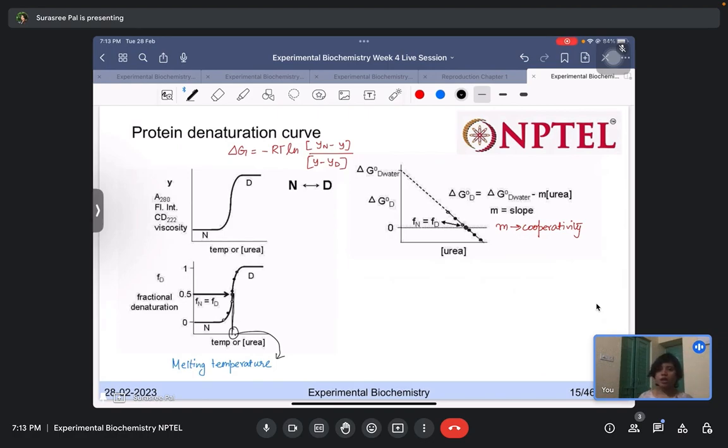So when we are talking about this thermodynamic analysis of denaturation, we always have to remember that denaturation and folding, these processes have to be reversible, right? So this has to be a reversible process, and the equilibrium has to be reached very quickly for the thermodynamic analysis.